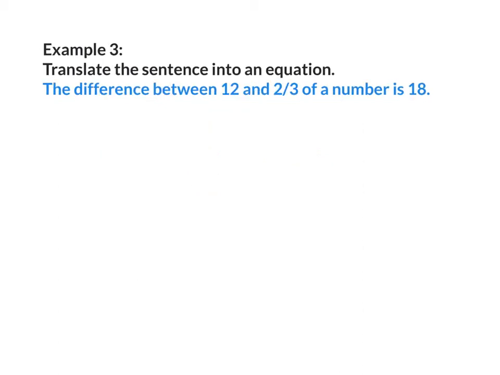Example 3. Translate the sentence into an equation. The difference between 12 and 2/3 of a number is 18. I'm going to start with is because I know that means equals. So equals 18. The difference between 12 and 2/3. Difference means subtract, so I'm going to subtract 12 and 2/3. So 12 minus 2/3 of a number. I don't know what that number is, so I'm going to put x. So my equation is 12 minus 2/3 x equals 18.